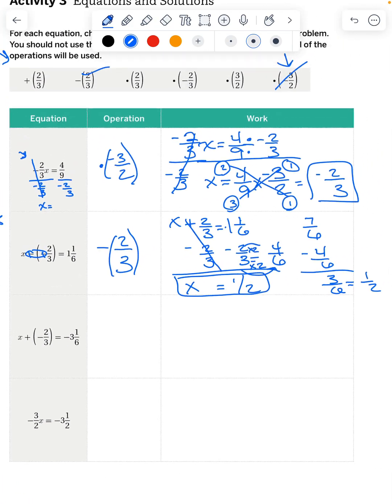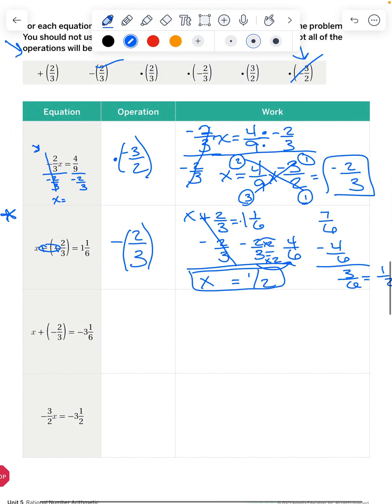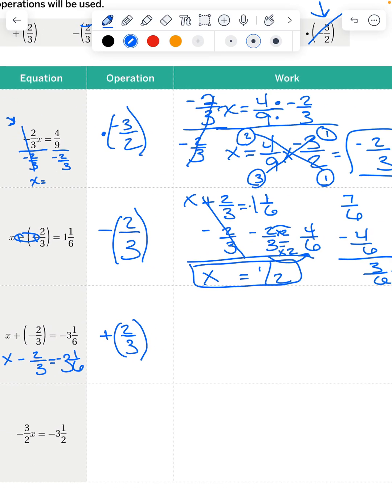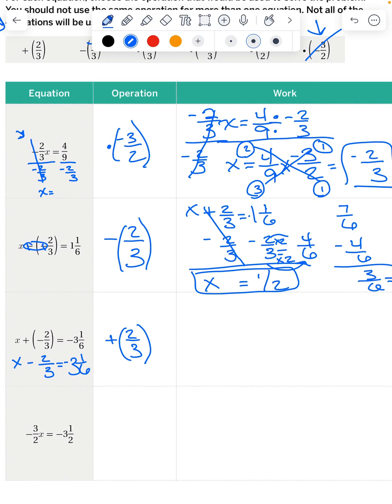Okay, on the third one, it says x plus a -2/3. This is the same thing, guys. If I want x by itself, you're going to do the inverse. You're going to add 2/3 to both sides. Remember, you can also write it like this. This is still showing that 2/3 is negative. So what you're doing for the operation is adding 2/3 to both sides to get that x by itself. I will go ahead and write it just like they did, the way they have it written.